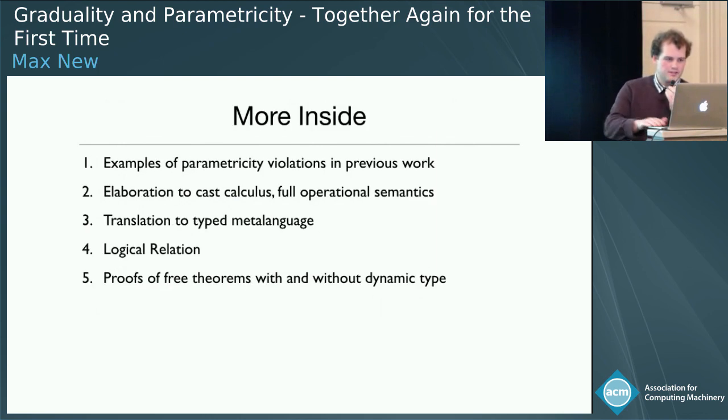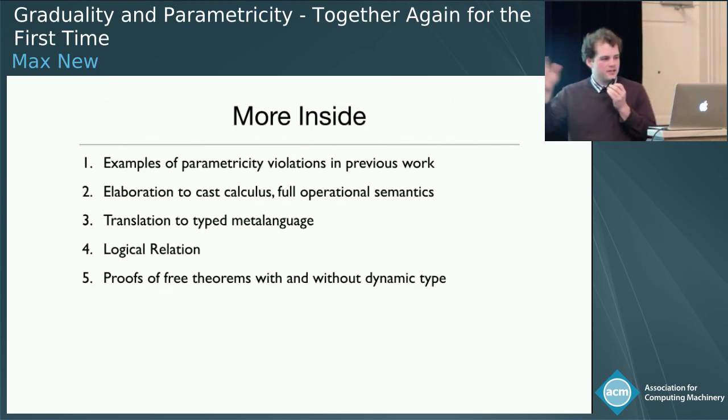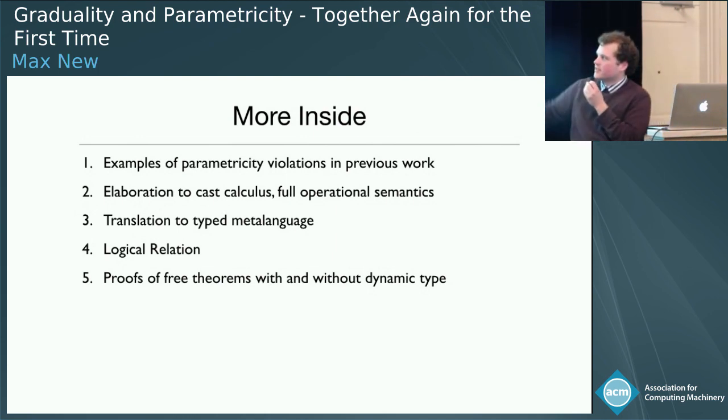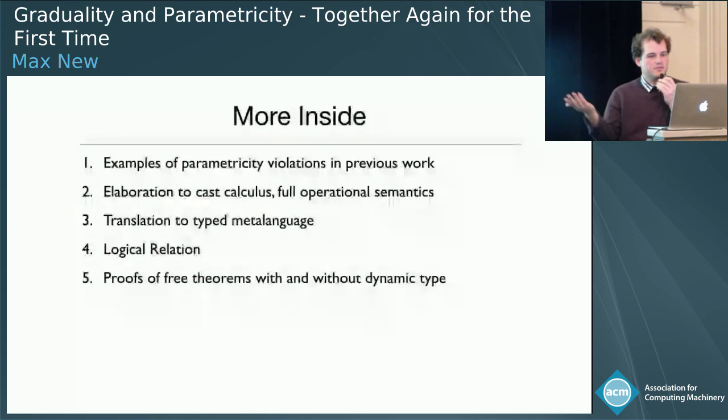Okay, and so there's a lot more in the paper. There's a full operational semantics, all this stuff. And then we include some proofs of free theorems, some of which use the dynamic type and some of which don't, to show how that affects your data abstraction.